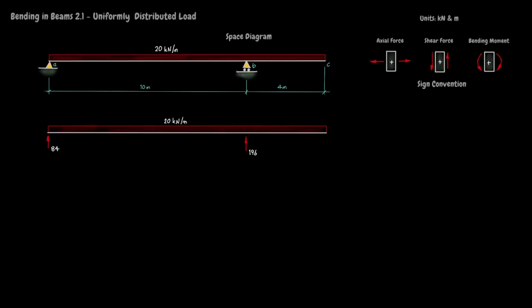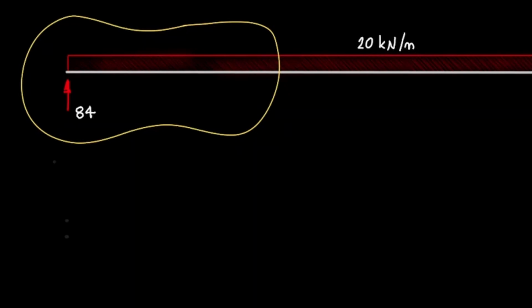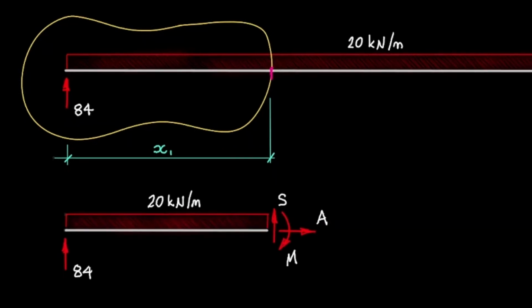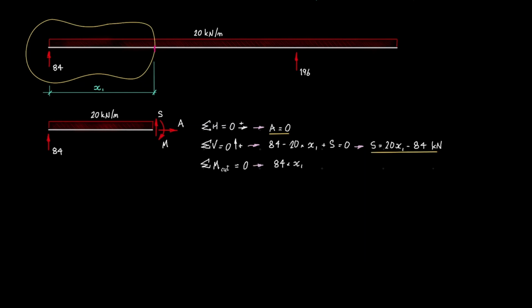The next step is to figure out what's going on inside the beam. To do this, we must cut the beam to expose the internal forces. So draw a free body diagram bubble that cuts the beam x1 meters from A. Now draw the free body defined by the bubble and label the unknown forces exposed by the cut. Writing down the equations of equilibrium for the free body shows the axial force A is 0. The shear force S is 20x1 minus 84 kilonewtons, and the bending moment is 10x1 squared minus 84x1 kilonewton meters.